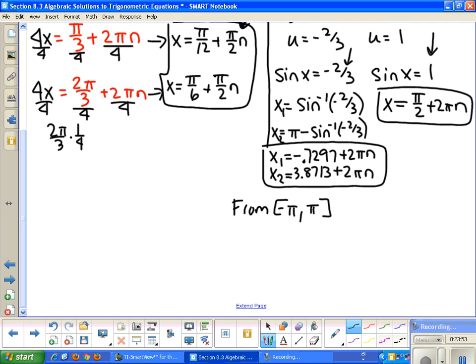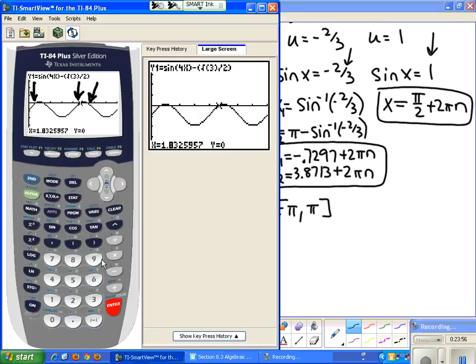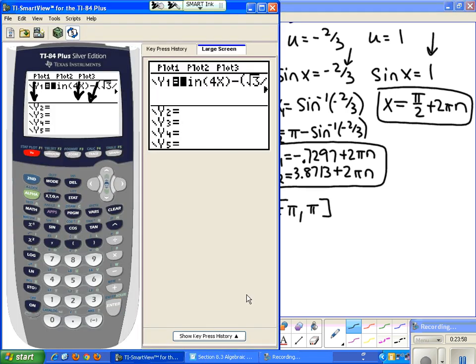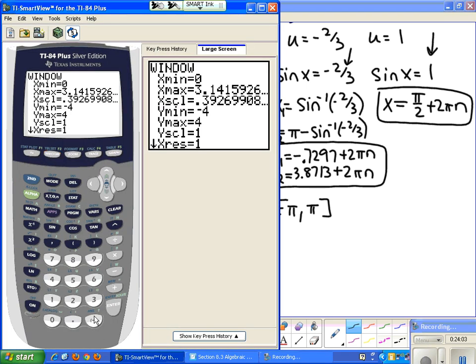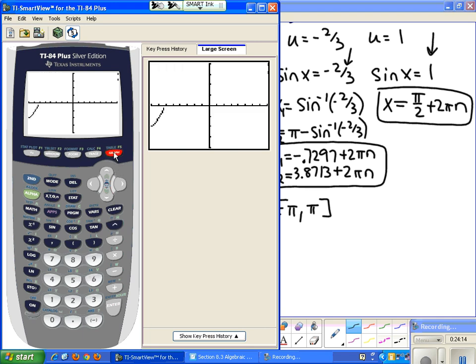So I'm going to look at my calculator to kind of help me do this. So in my calculator, I plugged into my y equals. On my window, I'm going to look at negative pi to positive pi, and then hit graph to see how many solutions I should have. So 1, 2, 3. So this one right here is probably one of my solutions.